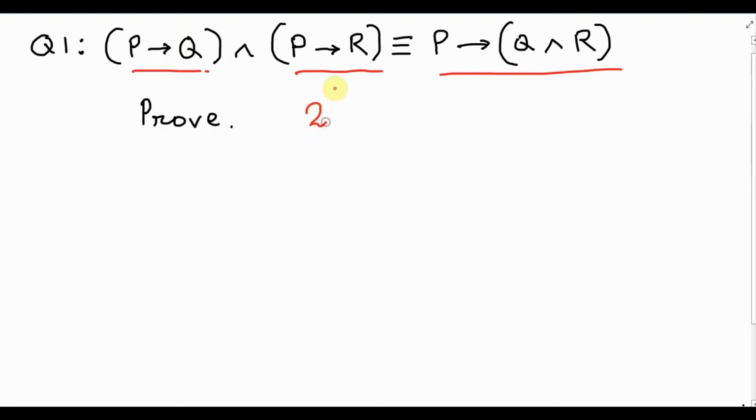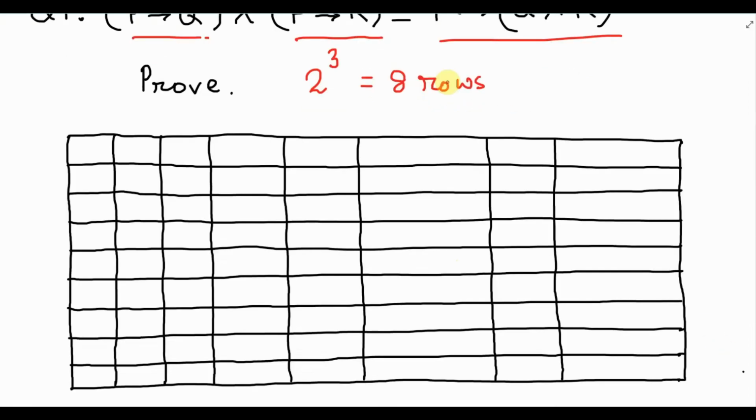In this equivalence, there are three variables. So the number of rows in the truth table is 2 raised to 3 equals 8. First, we will prove the equivalence using a truth table. The columns are P, Q, R, P implies Q, P implies R, P implies Q and P implies R. Next is Q and R, and finally P implies Q and R.